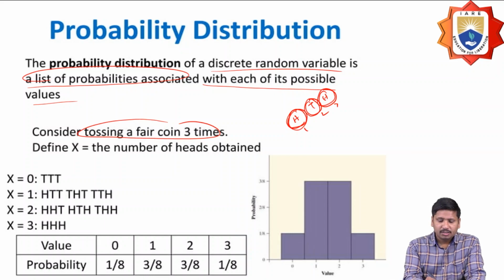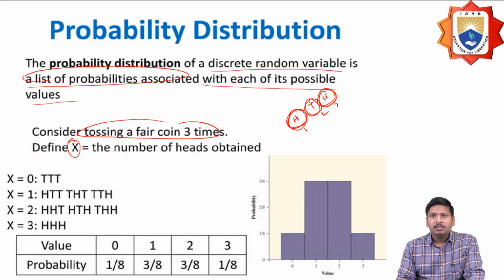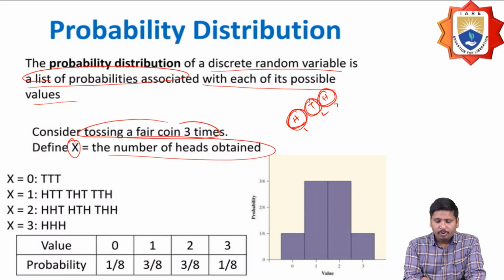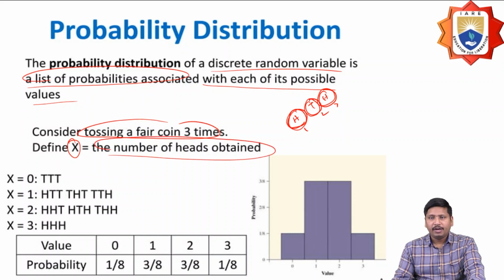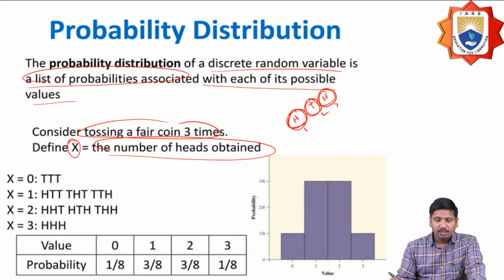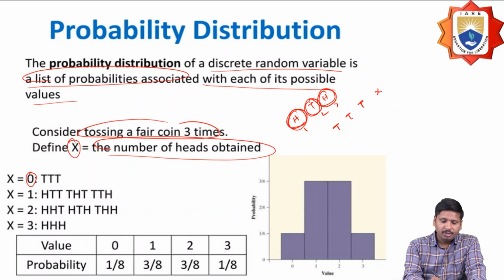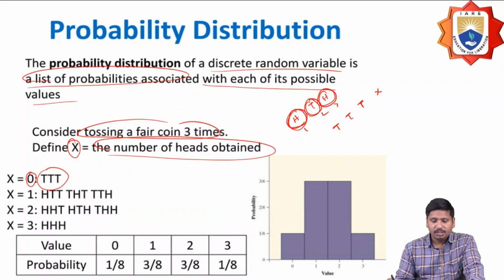Let x be the discrete variable. I want to find the probability of obtaining a certain number of heads here. So if x is equal to 0, it means the probability of getting 0 heads. What are the possible cases? If I toss all of them and get tails, there is no head here. So this is one of the chances.